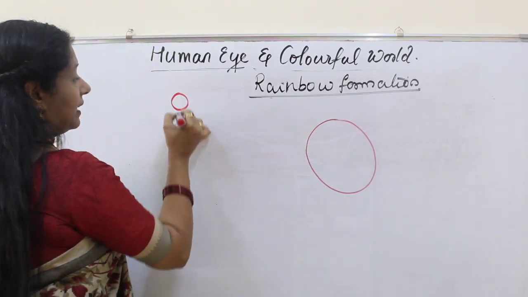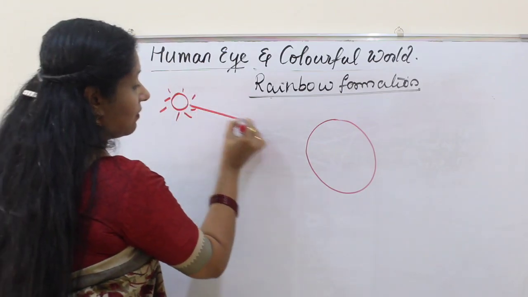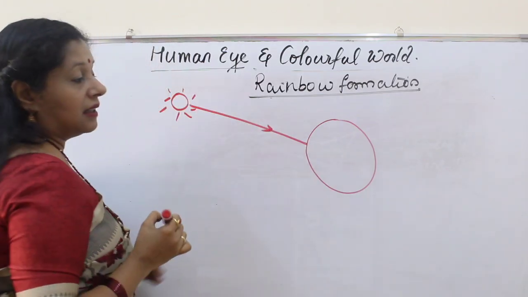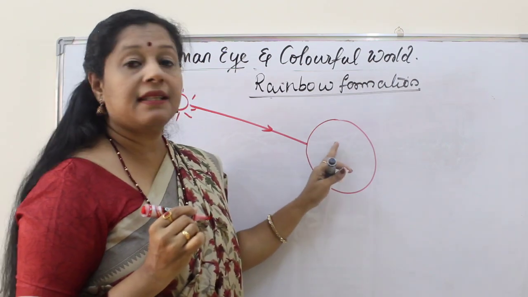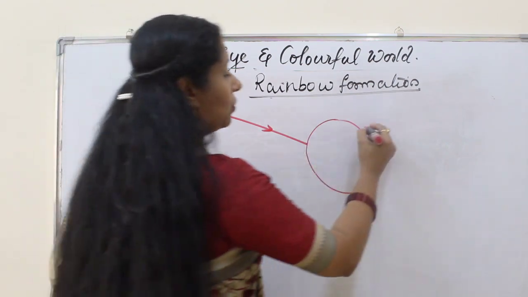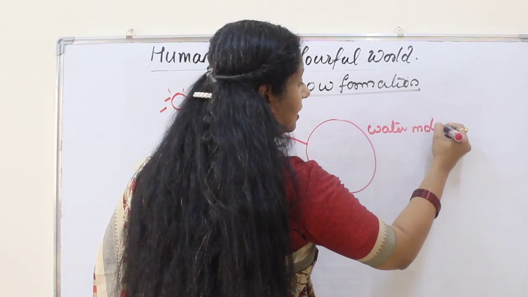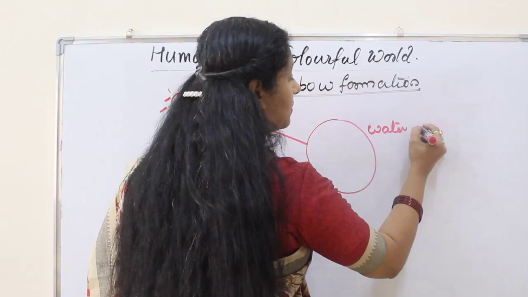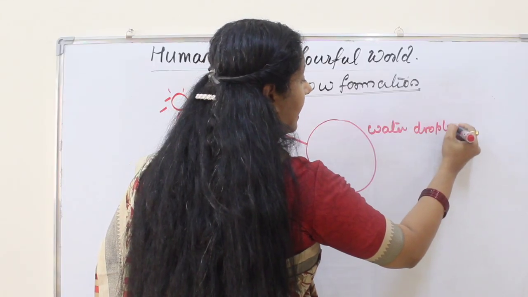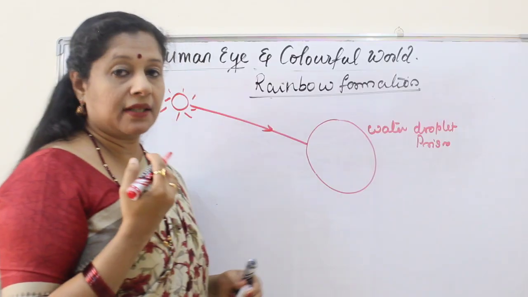Then who is providing the light? The sunlight is there. So the sunlight is falling on the raindrop, that is the water molecule, which is acting as a prism. Okay, so this is the water droplet. It's not a water molecule, it's a water droplet, we can say the droplet acts as a prism because it is transparent, right?